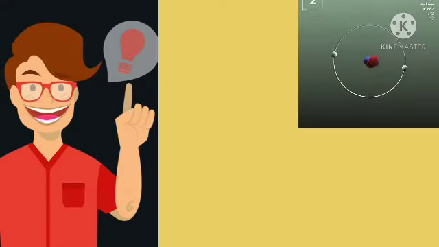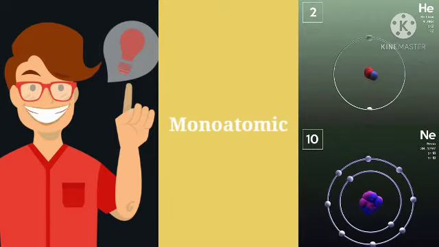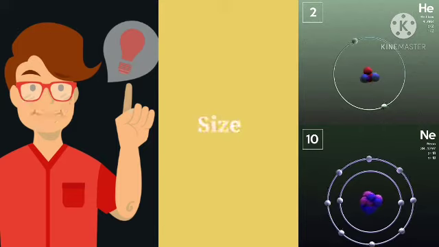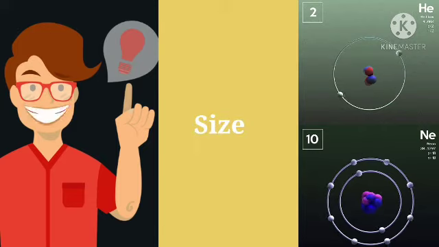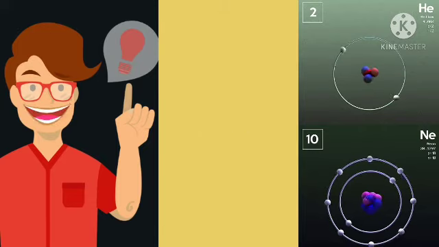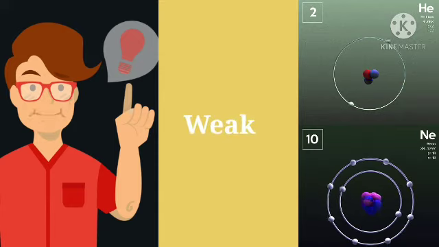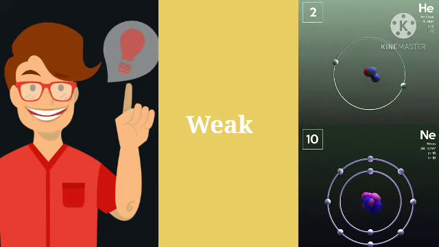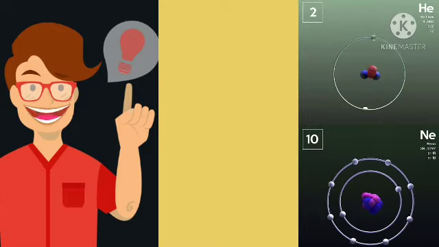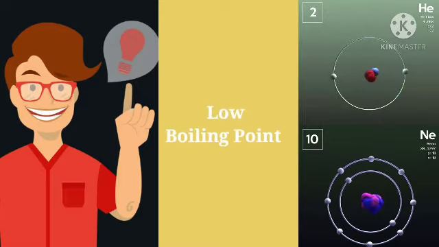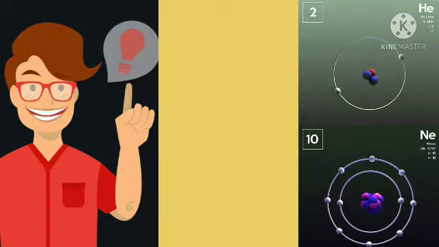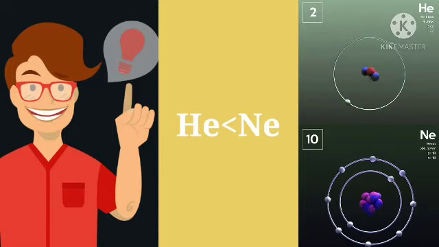So basically helium and neon are monoatomic. The London dispersion forces depend on the size of the molecules. Because the noble gases are monoatomic, the intermolecular forces will be extremely weak. So there is a weak interaction between atoms of noble gases, leaving a low boiling point. An important point to note is that the intermolecular forces increase with atomic size, and that's why helium has a lower boiling point than neon.